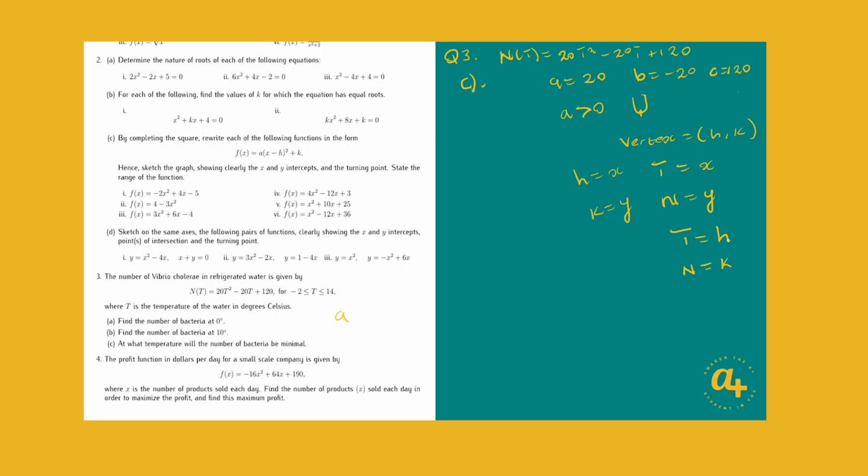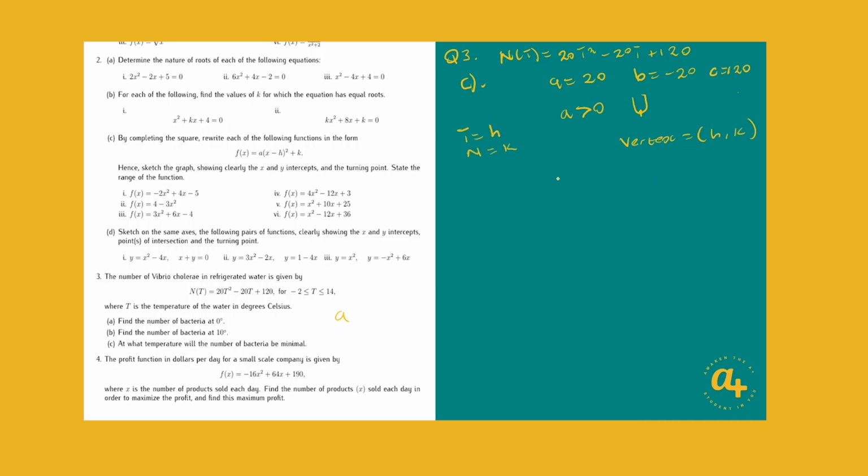And it is only when we know what h is that we can know what k is. Why? Because h is the input variable and k is the output variable. So when we find h, we're able to find k. And because the number of bacteria, n, is equal to k, finding k enables us to know the lowest number of bacteria, n. So in summary, when we find h, we are simply finding the temperature that gives us the lowest number of bacteria, k.